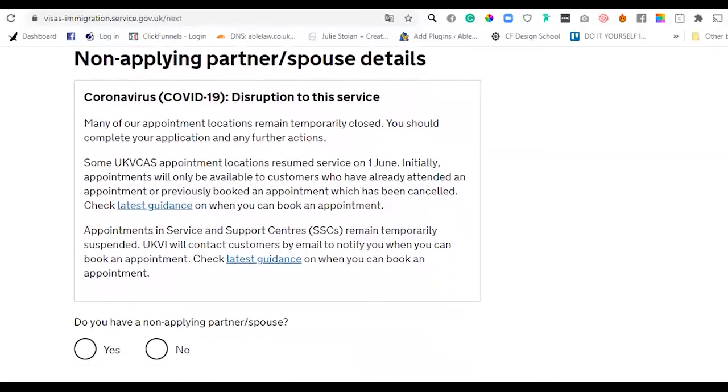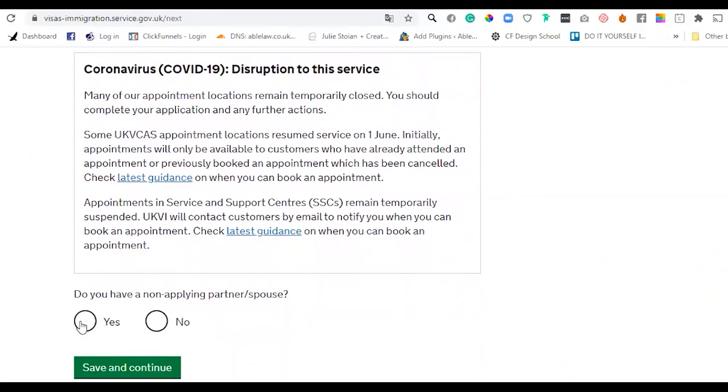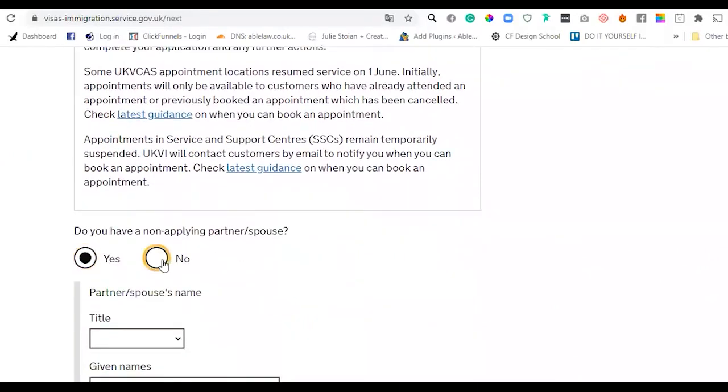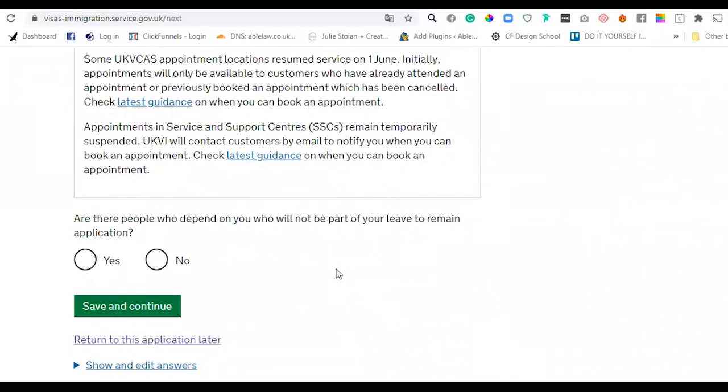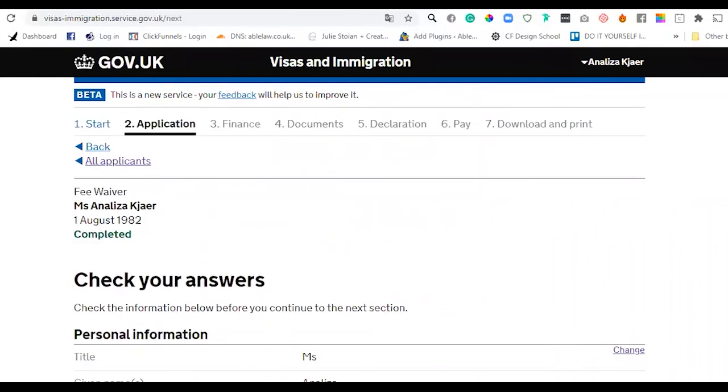Non-applying partner, spouse details. Do you have? Yes. So we'll say I have. Oh, I wonder if you say no because you're separated. I think you say no. So I'm separated. So that means other people who depend on you who will not be part of your leave to remain application. So this is where you have other people who depend on you but they don't need to apply. I'll say no because I don't have anyone depending on me and don't need to be included in the application.